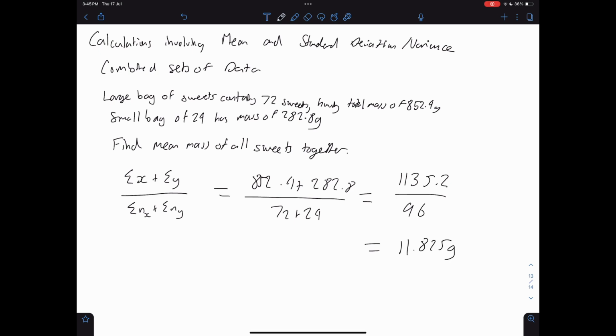Now, if it had given you potentially the mean of the sweets beforehand, so if it had given you the mean and then asked you to figure out the combined mean, you would then have to multiply them by the n to get the sum of x and sum of y before you can actually calculate the combined mean. You cannot just average the two means. That will not give you the right answer.